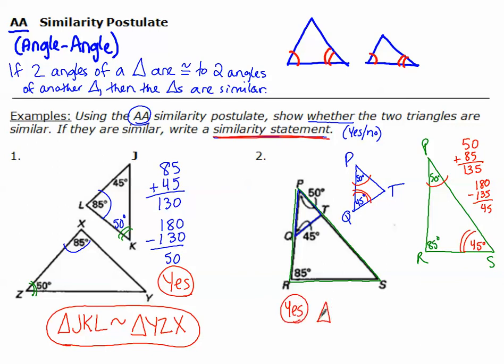And we can write the similarity statement. Why don't you pause the video and try to do that on your own? So did you get PQT is similar to PRS? P is the 50, so P is the 50. Q is the 45 and S is the 45, and T is the third one to go with R. Yay. Let's practice writing a proof.